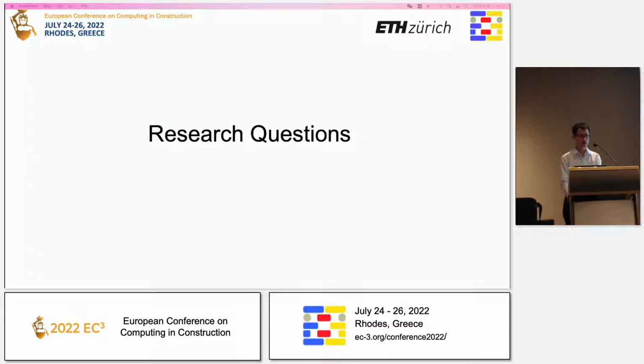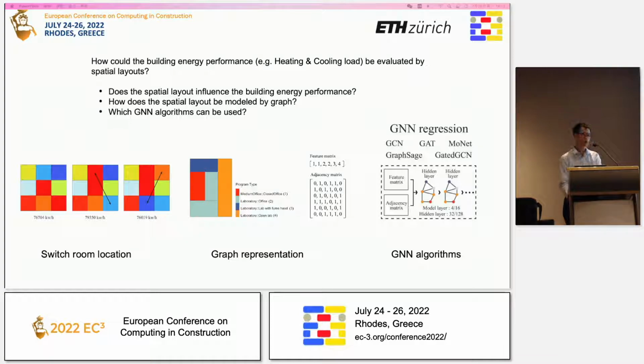Let's look at the specific research questions. For this study, we are focusing on the first part, the prediction model. We are supposed to use the spatial layout to predict the building energy performance, specifically the heating and cooling loads. This can be divided into three research questions. First, does the spatial layout influence the building energy performance? Although this has been proved by previous studies, we are going to test this again from a different angle. Second, how can the spatial layout be modeled by a graph? And third, given there are so many GNN models, which one do we use for our task, and do we have some criteria to select among them?